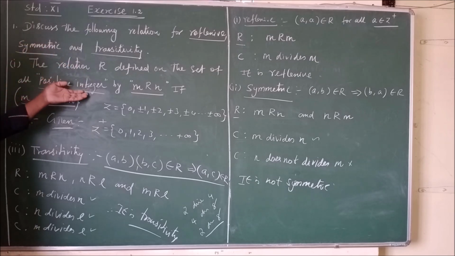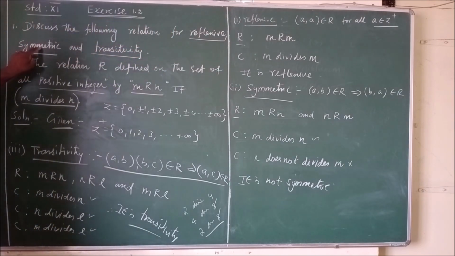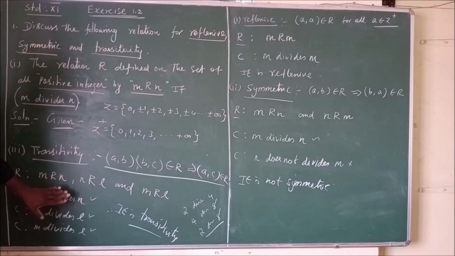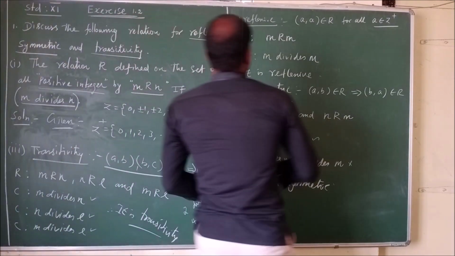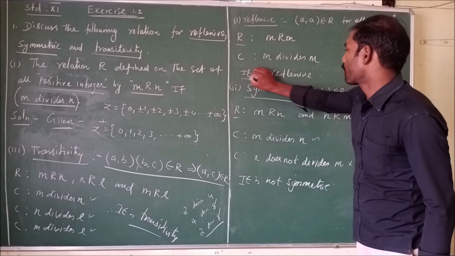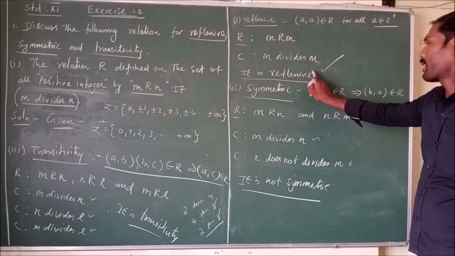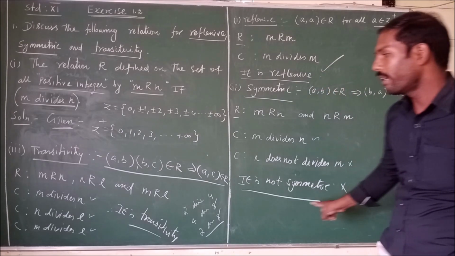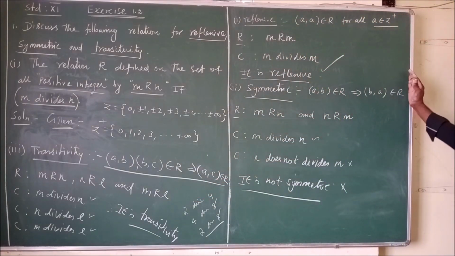So what is the given problem's result? The relation on the positive integers is reflexive, not symmetric, and transitive. We discussed the following relations: reflexive is satisfied, symmetric is not satisfied, and transitivity is also satisfied. We see the solutions.